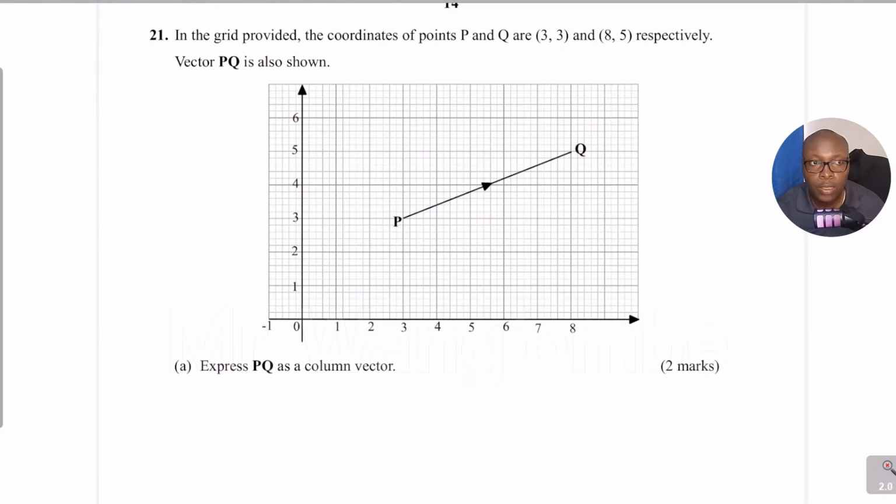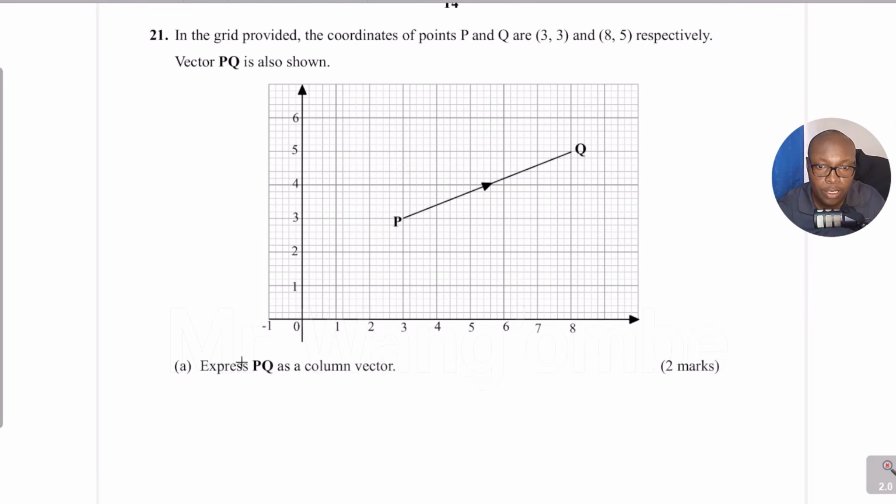Question 21. In the grid provided, the coordinates of points P and Q are (3, 3) and (8, 5) respectively. Vector PQ is also shown there. You can see there. Part A, express PQ as a column vector.